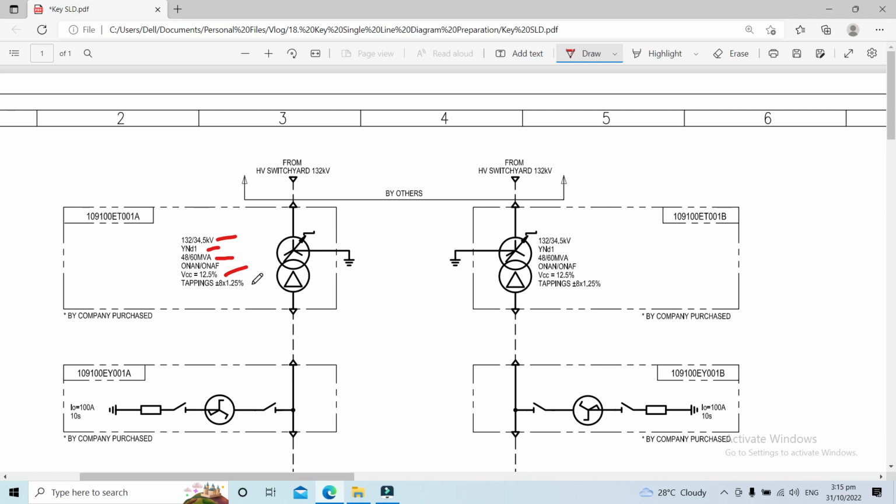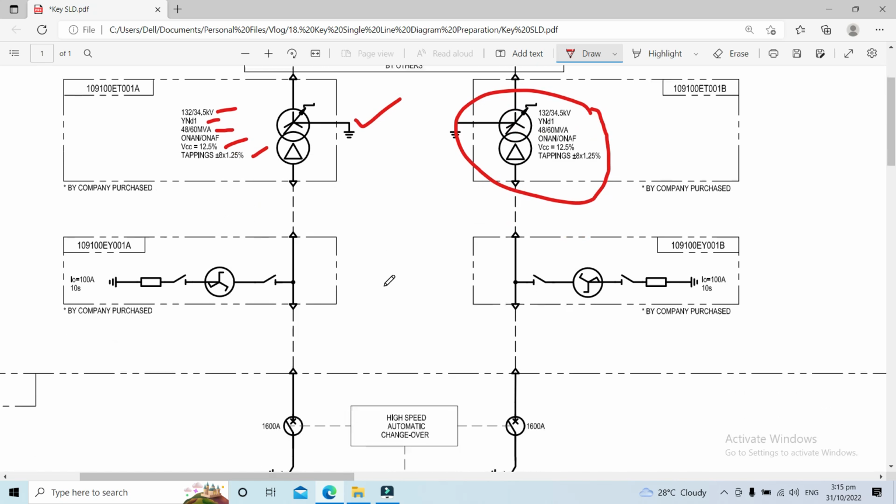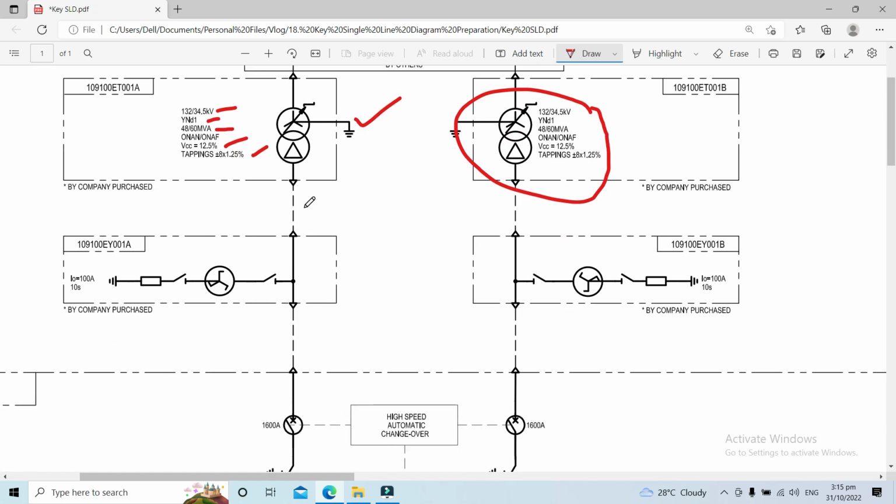Lastly, we have the tapping of the transformer: plus minus 8 steps, with each step being 1.25%. I will not repeat the information from this side, because we have the same information on the other side. So we have done the transformer, right? Let's go down. This is our cable connection. This is cable.